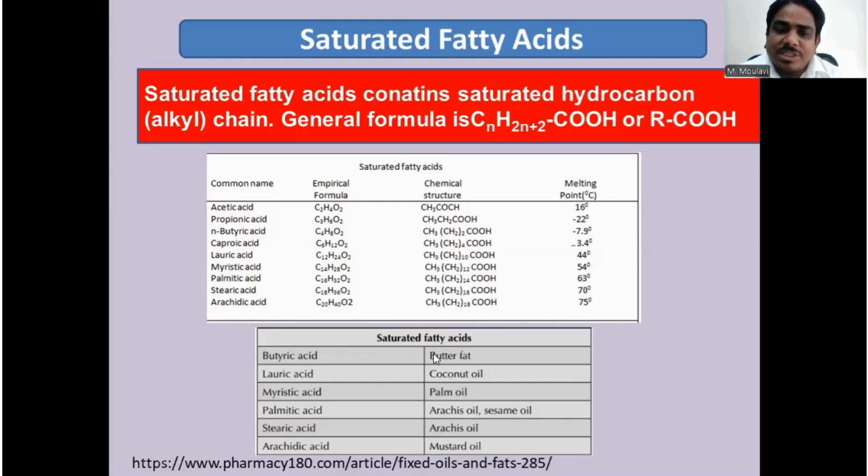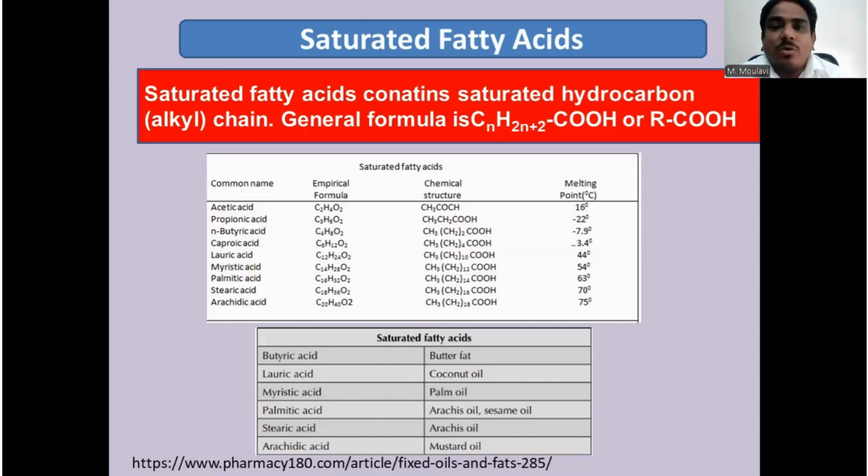While this is the source of these naturally occurring fatty acids, butyric acid is present in the butter. It is obtained from the butter. Lauric acid is present in the coconut oil. Then myristic acid is present in palm oil. Palmitic acid is present in the sesame oil or arachis oil. Stearic acid is present in arachis oil, while the arachidic acid is present in the mustard oil.